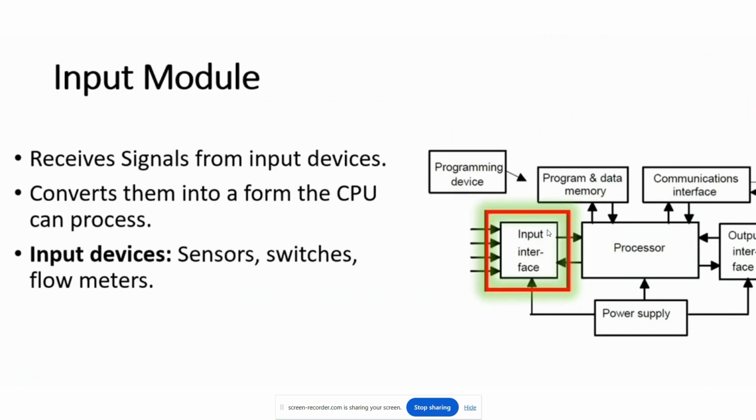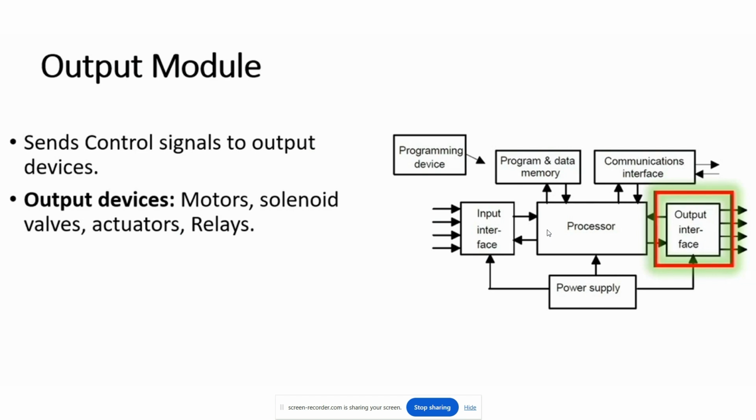Umeona? So input interface ina convert the signal ambazo zimetoka kwenye sensor ama input device into a form ambayo CPU yetu ambayo ni processor inaweza iprocess. Okay, so tumesema input devices ni kama sensors, switches and flow meters, etc. Right. Then we have output modules.